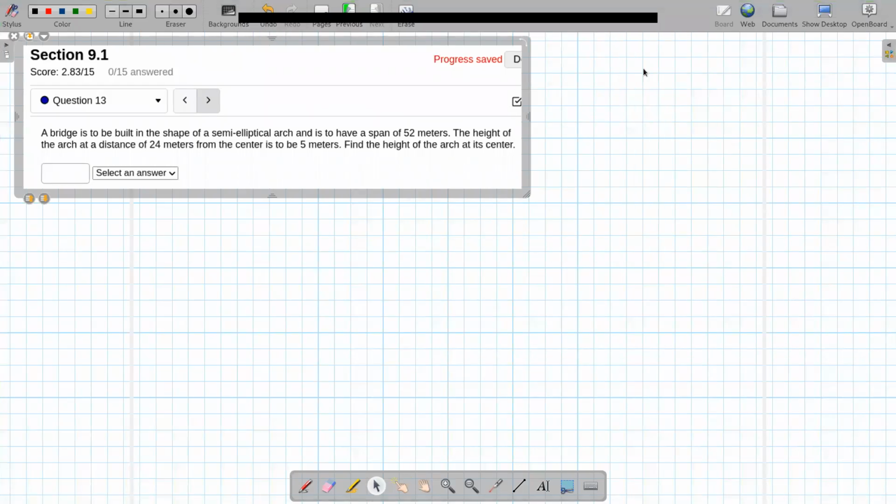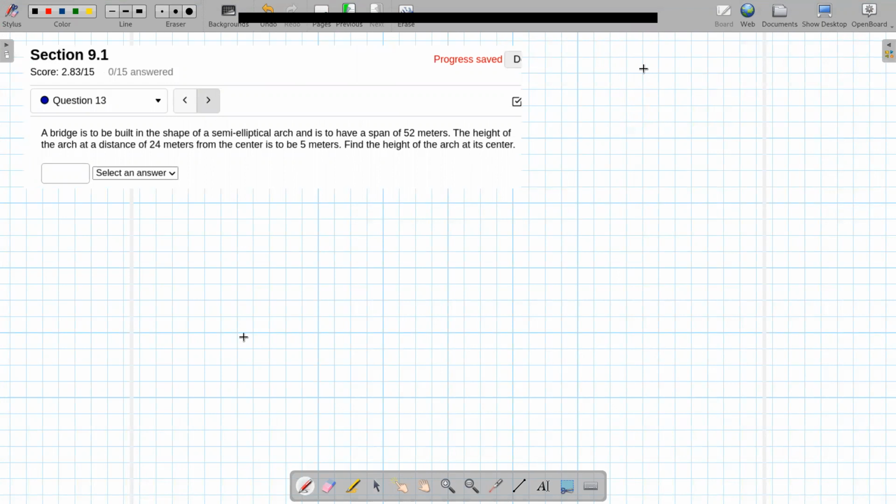So a sketch would be a good idea. We have a bridge in a semi-elliptical arch. So we have half of the ellipse, and it has a span of 52 meters. The height of the arch at a distance 24 meters from the center is to be 5 meters. What's the height of the arch at the center? All right, so we can figure that out.